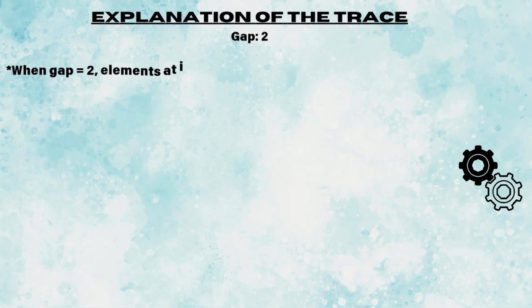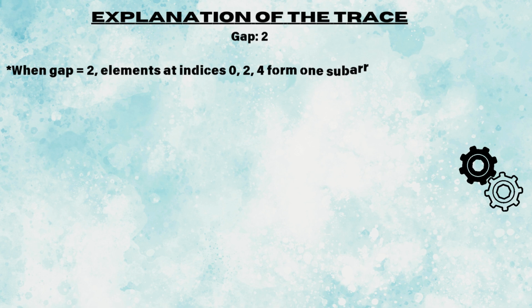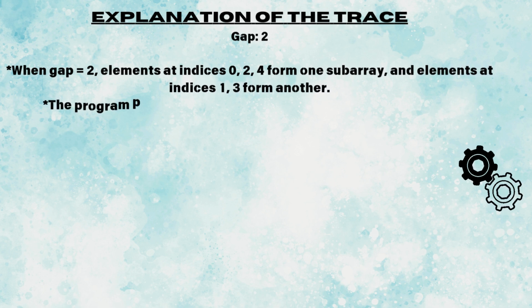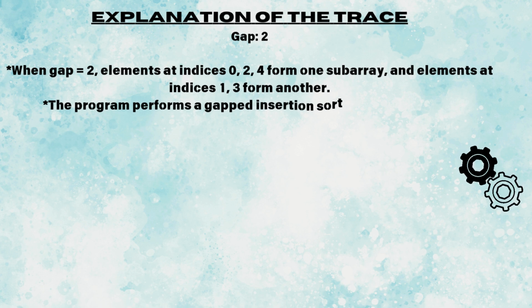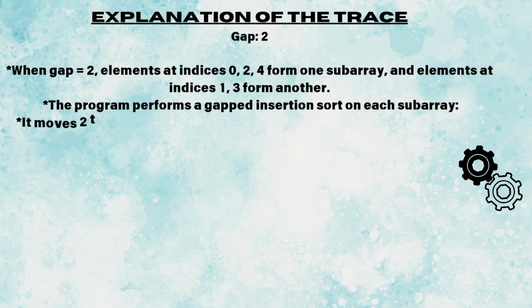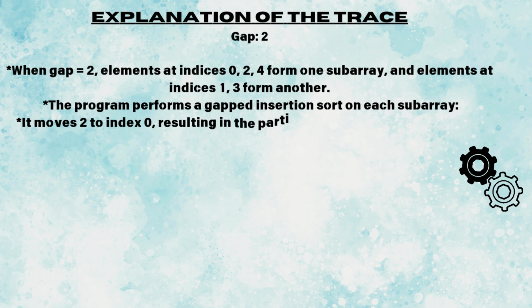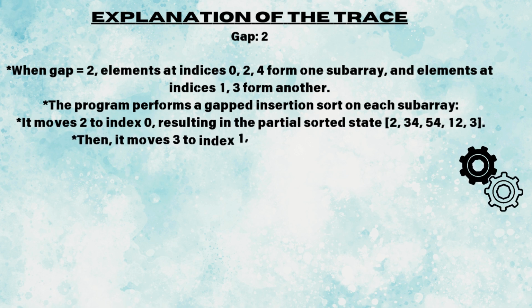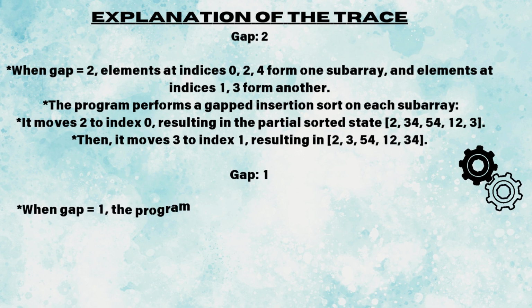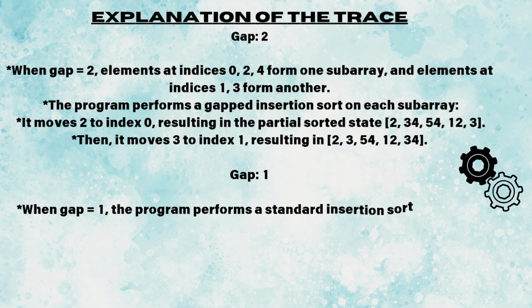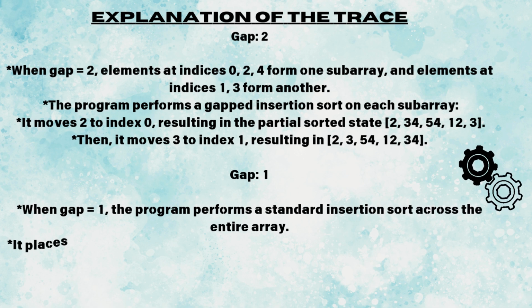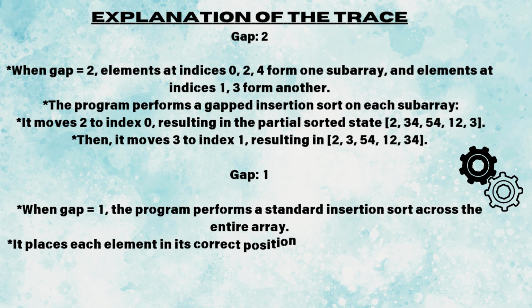Explanation of the trace. Gap 2: when gap equals 2, elements at indices 0, 2, 4 form one subarray, and elements at indices 1, 3 form another. The program performs a gapped insertion sort on each subarray. It moves 2 to index 0, resulting in the partially sorted state 2, 34, 54, 12, 3. Then, it moves 3 to index 1, resulting in 2, 3, 54, 12, 34.